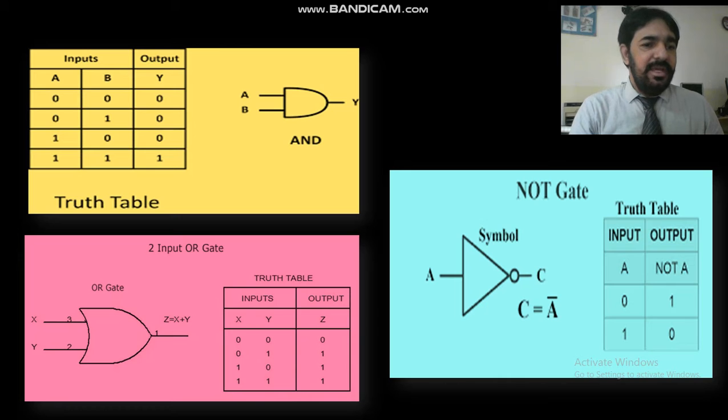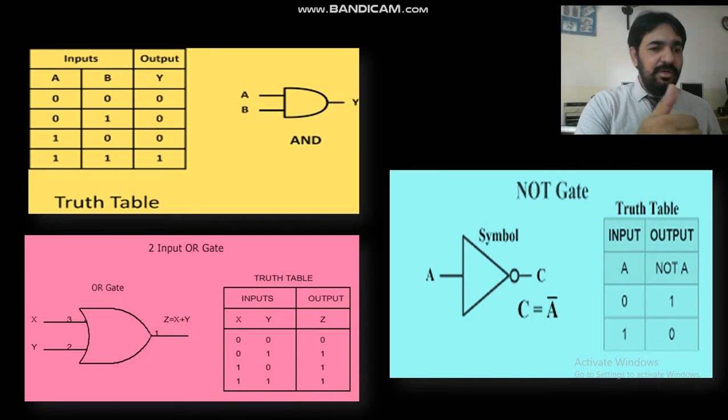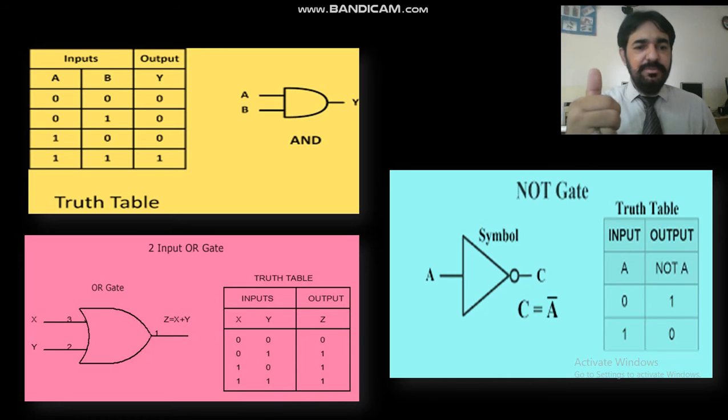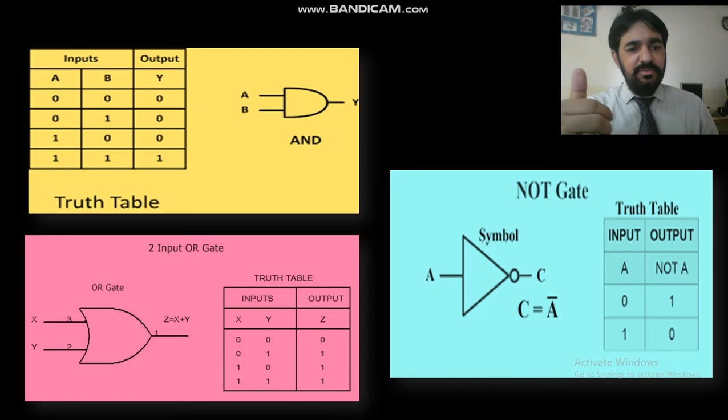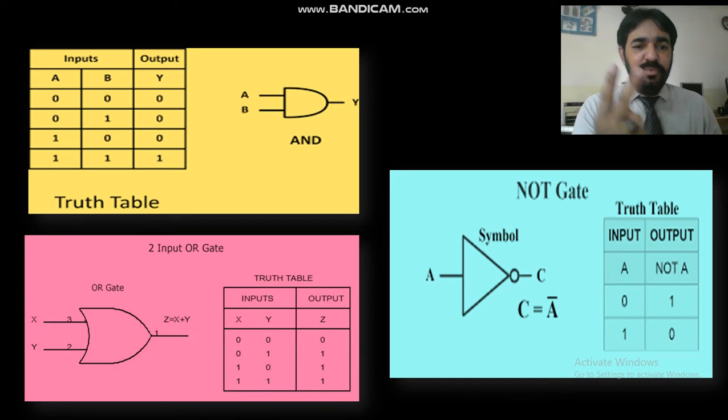Let's see. The two input values are 0 0, 0 1, 1 0, and 1 1. We have two states, one by one. 0 for A and 0 for B makes Y 0. Then 0 for A and 1 for B makes 0. 1 for A and 0 for B makes Y 0. A 1 and B 1 makes Y 1.